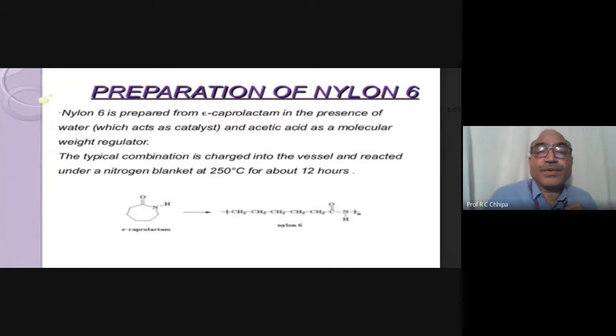So epsilon caprolactam in the presence of water, and water acts as a catalyst and acetic acid as a molecular weight regulator. So this typical combination is charged into the vessel and reacted under a nitrogen blanket at 250 degrees centigrade for 12 hours. Then we get the nylon 6. So here the polymer is the polyamide, the polyamide of omega amino caproic acid, whatever the hexanoic acid.